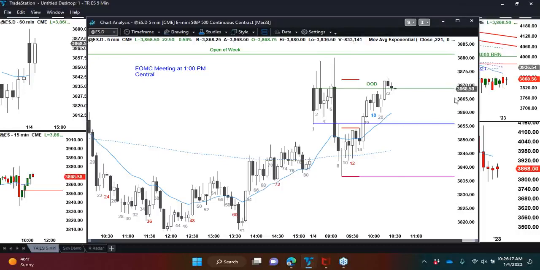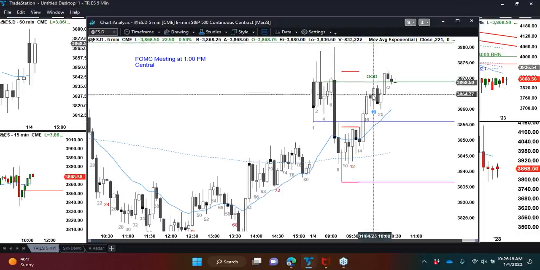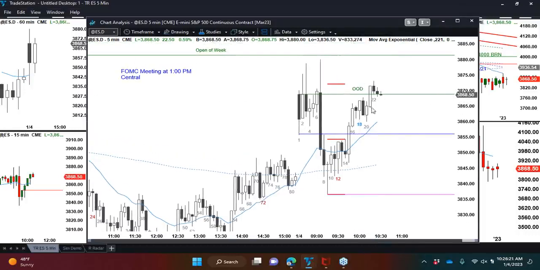The other problem I have with being long here is I think the risk is real that the market will go down to 20 or 21. And also, we're starting to get close enough to the FOMC report that the market may go more sideways.